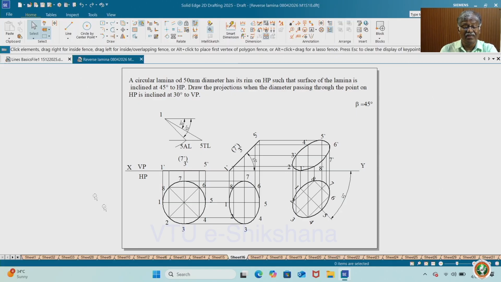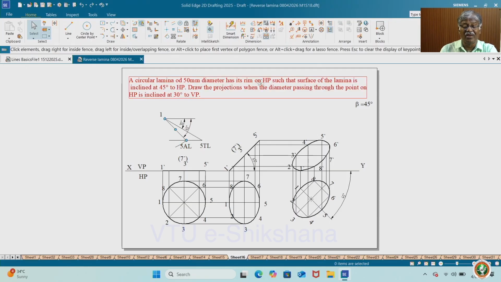Now you take a typical solution. A circular lamina has its rim on HP, such that the surface of the lamina is inclined 45 degree to HP, and the diameter passing through the point on HP appears to be inclined at 30 degree to VP, so beta becomes 45 degree. Now what about the reverse of this problem?